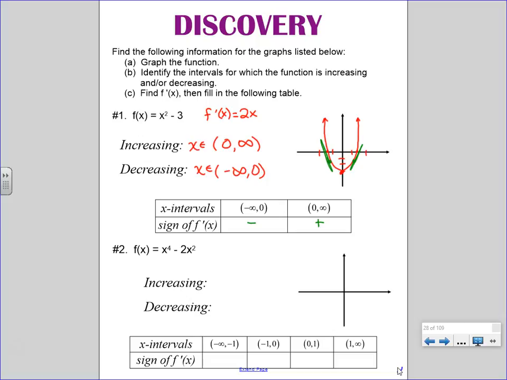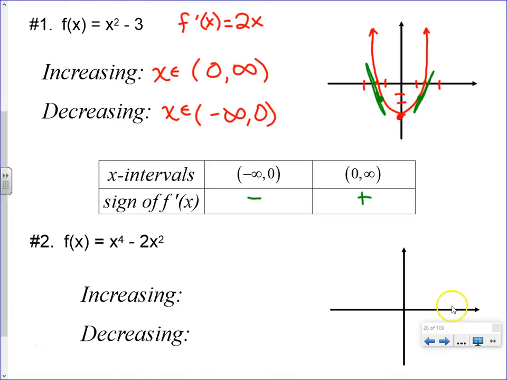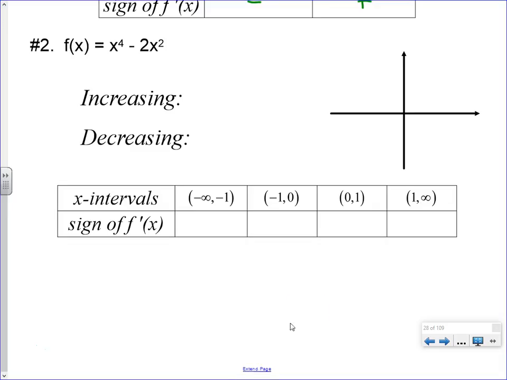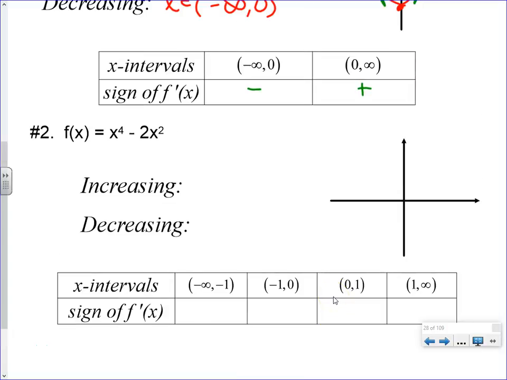Alright, if you haven't yet done number 2, let me zoom in on that one and let's see if maybe this pattern continues. Remember, I'm allowing you to graph in your calculator.